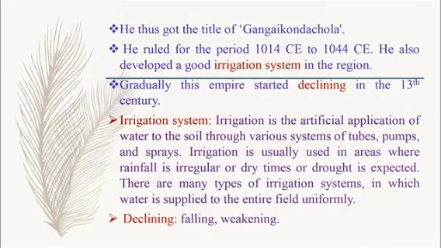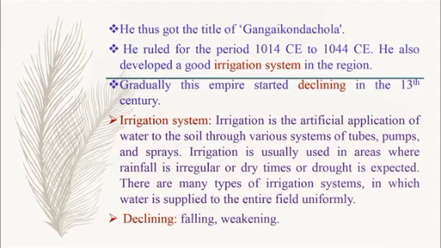He ruled for the period 1014 CE to 1044 CE. He also developed a good irrigation system in the region. So what is meant by irrigation system? Irrigation is the artificial application of water to the soil through various systems of tubes, pumps and sprays. Irrigation is usually used in areas where rainfall is irregular or dry times or drought is expected. There are many types of irrigation systems in which water is supplied to the entire field uniformly.